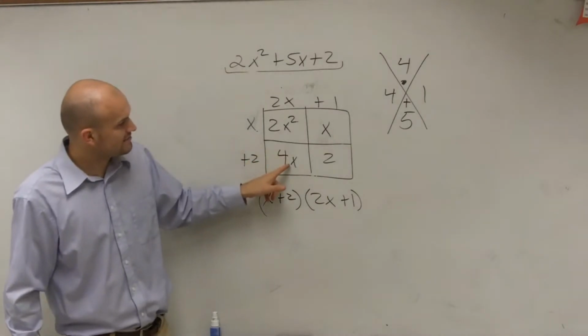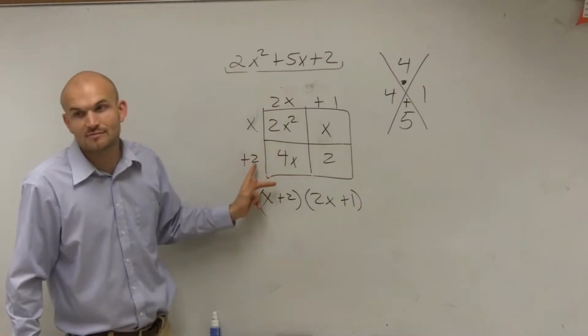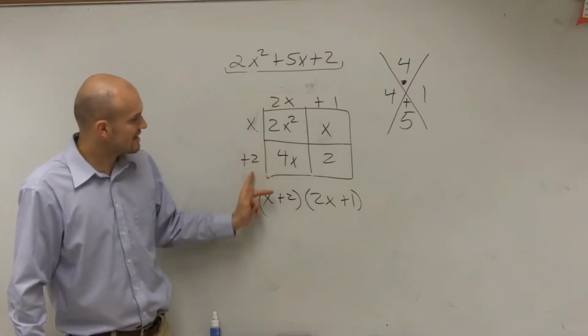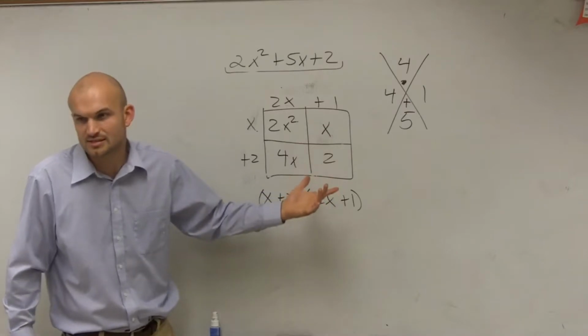So therefore, this area is 4x. Well, if I know one length is 2x, what does the other length have to be? 2. Because 2x times 2 gives you 4x, right? And then 2 times 1 gives you 2. Does that make sense? Okay.